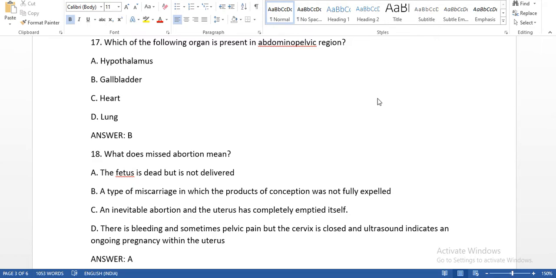So next, question 17. Which of the following organs is present in the abdominopelvic region? A, hypothalamus, B, gallbladder, C, heart, D, lung. Basically the hypothalamus is located in the brain. The heart is located in the chest cavity. The lung too is associated with the chest cavity. So here gallbladder is the correct answer to denote an abdominopelvic region organ. So our answer is B, gallbladder.